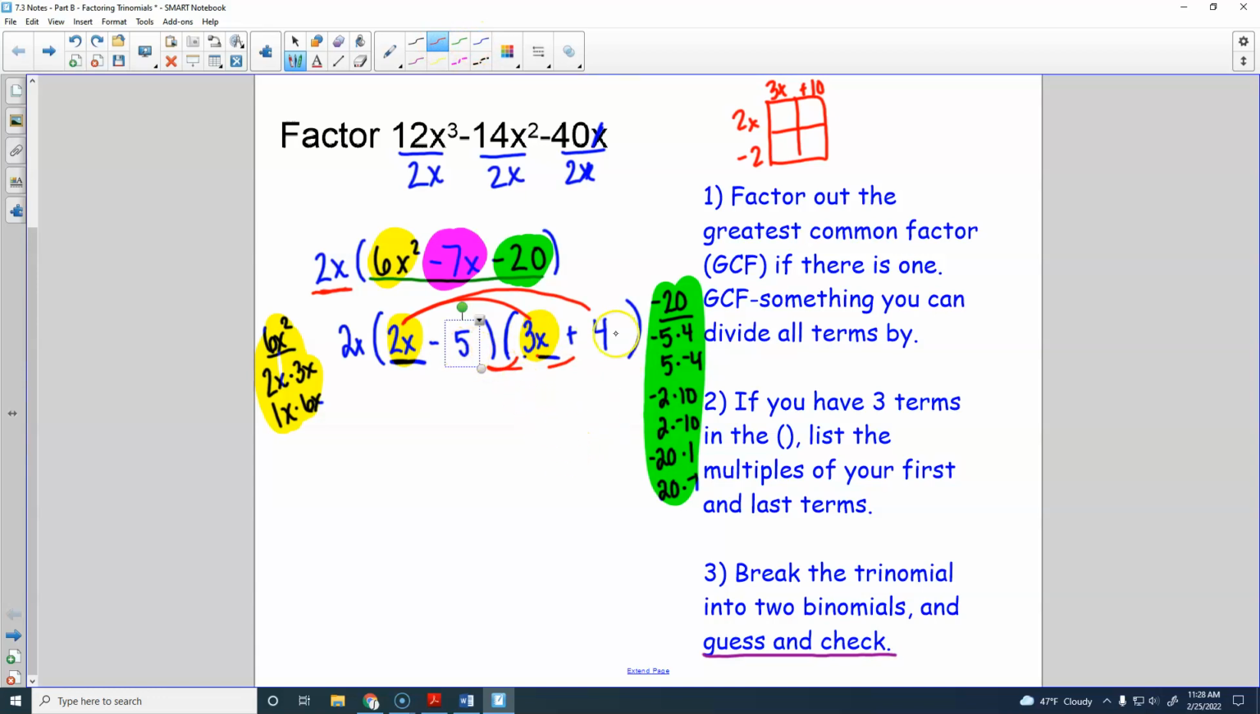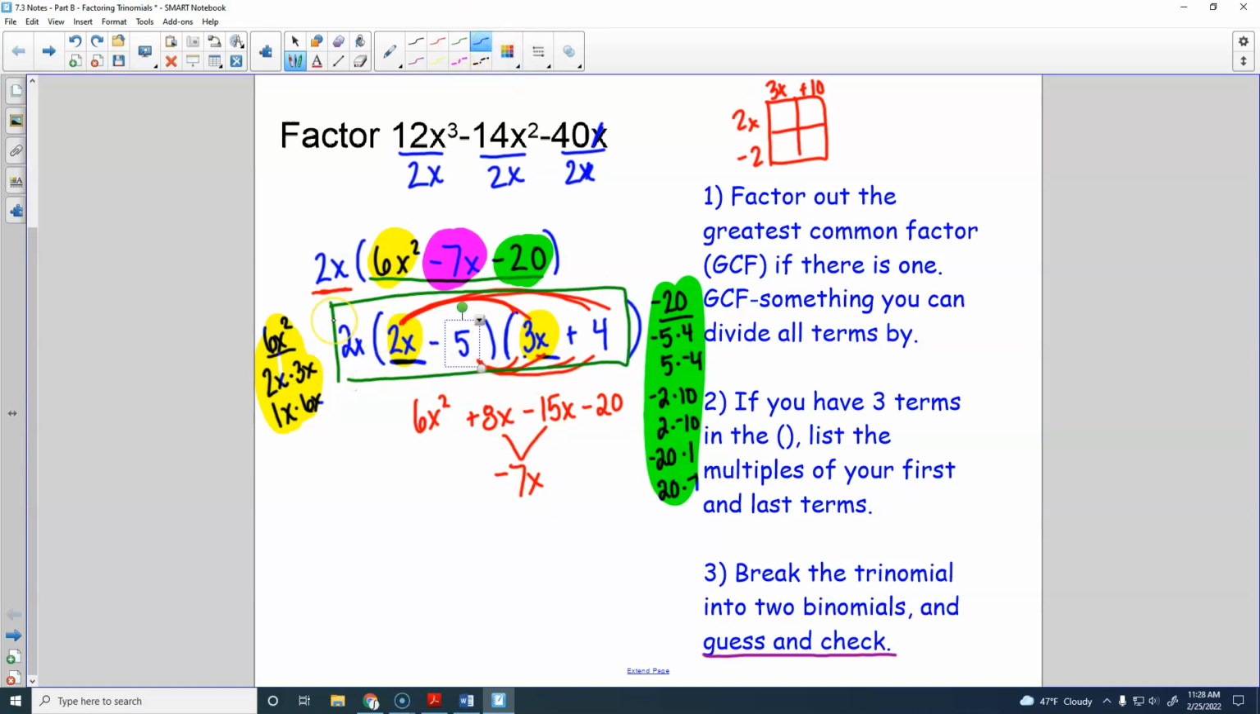So I'm going to try negative 5 and 4. So I've got 6x squared. You'll notice that ends up being the same every time. You don't really have to check that every time. 2x times 4 is going to give me positive 8x. Oh, this is looking promising here. Vince is a genius. Negative 5 times 3 is negative 15x. And then negative 5 times 4 gives us a negative 20. Positive 8 and negative 15 is negative 7x. So that tells us that this is our answer.